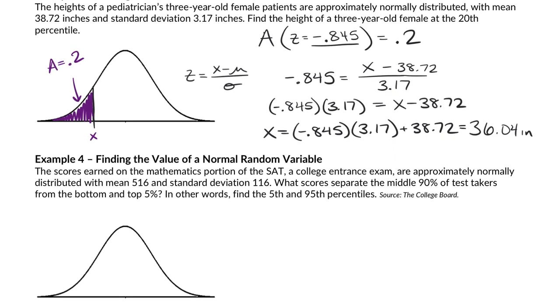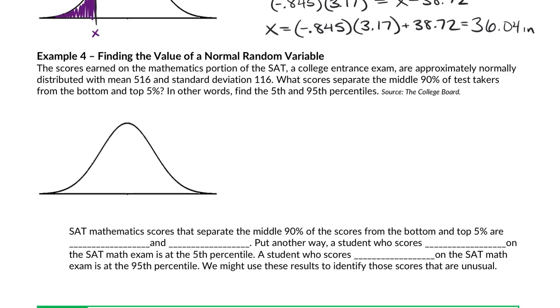Example 4 is going to ask us to find the value of a normal random variable. Same thing. It says scores earned on the mathematics portions of the SAT, the college entrance exam, are approximately normally distributed with a mean of 516 and a standard deviation of 116. What scores separate the middle 90% of test takers from the bottom and top 5%? In other words, find the 5th and the 95th percentile scores.